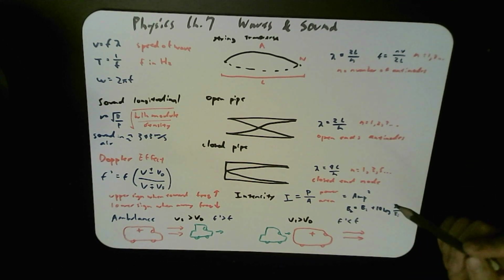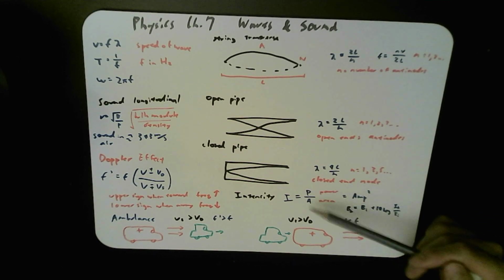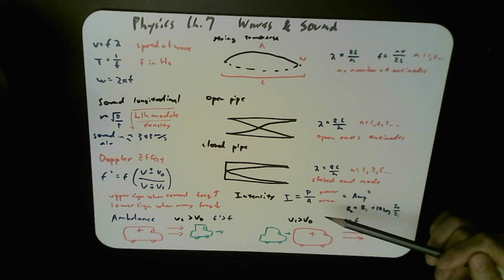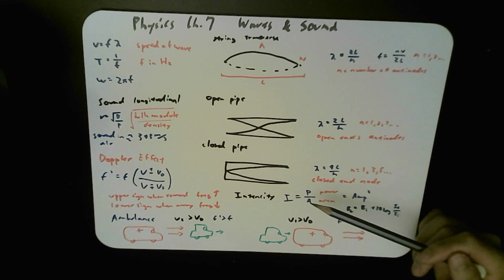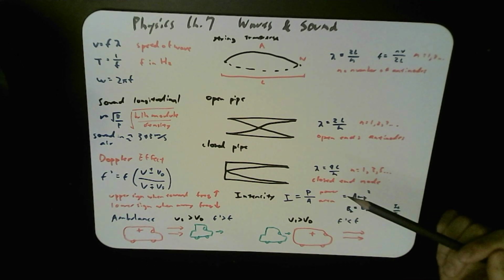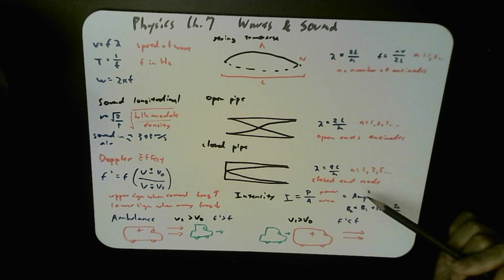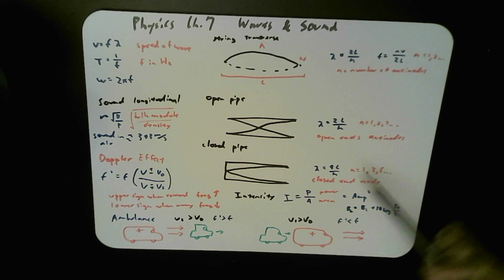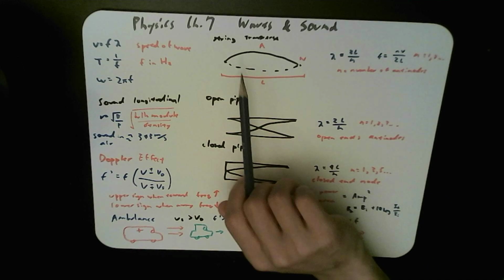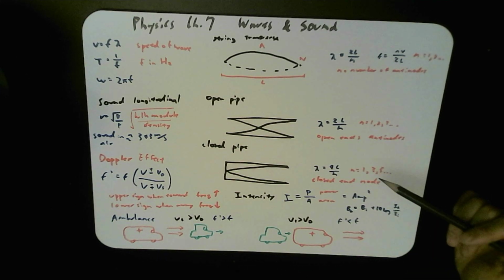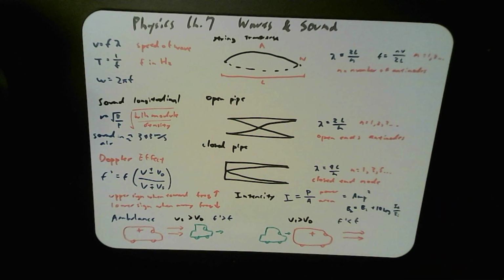Intensity can be calculated by the power divided by the area. So the greater the area, the more the intensity is dispersed, right? Because the area is large and disperses the energy by a large amount. It's also proportional to amplitude squared. So if you increase the amplitude of this antinode just a little bit, double it, you're going to quadruple the intensity.